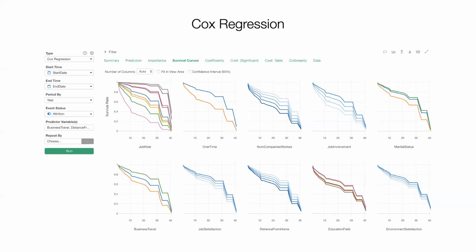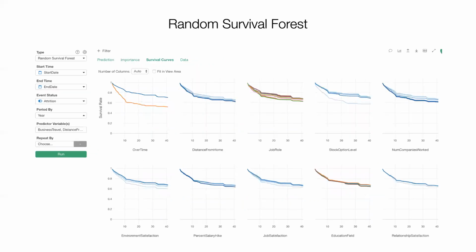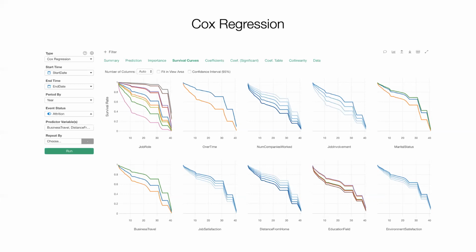And then, for example, the next one, the overtime, when the overtime is yes or no, and how the survival curve changes. So this is a Cox regression. And then here is a random survival forest. It has that survival curve tab as well. And you see different insights. For example, if you look at these survival curves, the Cox regression and the random forest are different.